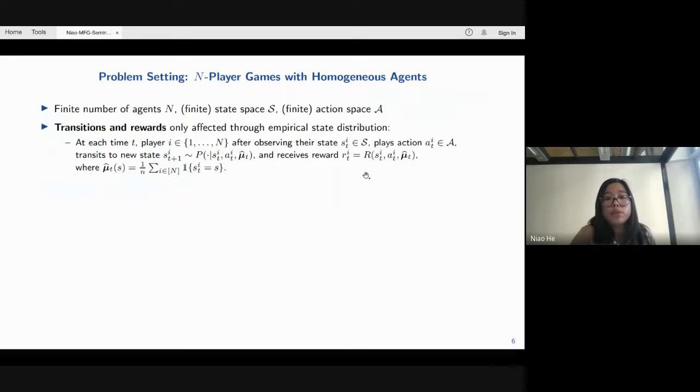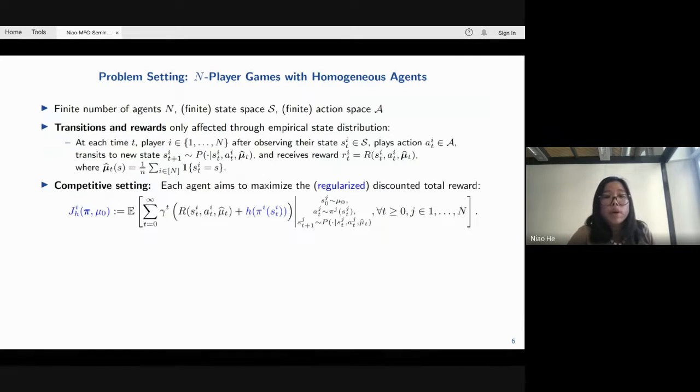And similarly, the agent will receive a reward, which only depends on the current state s of agent i and the action it takes, and also the empirical state distribution mu hat. And we know that this mu hat follows the discrete time Fokker-Planck equations. So the goal here for each agent is to try to maximize their own regularized discounted total reward. Here I'm going to consider some regularization term H in the objective, and I will discuss a bit more later why we consider such a regularization H here. For now, we just treat this as any general arbitrary function H, which can also be equal to 0.